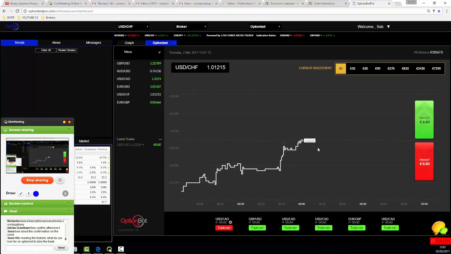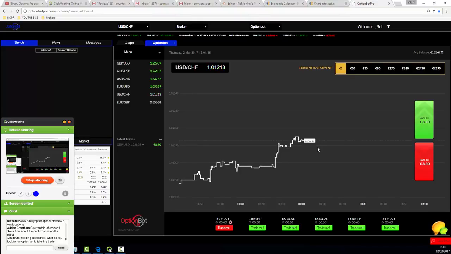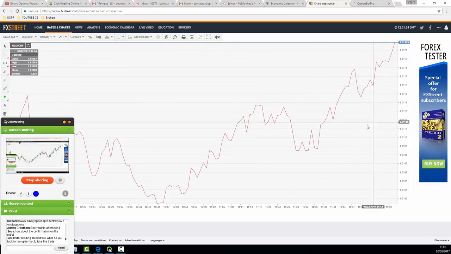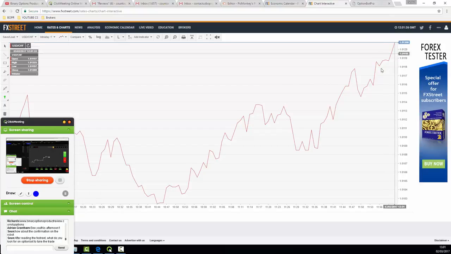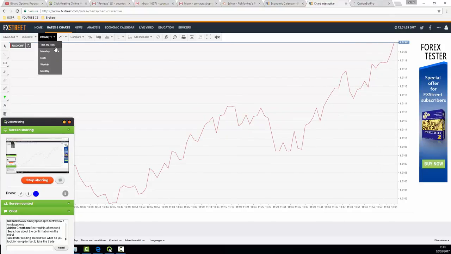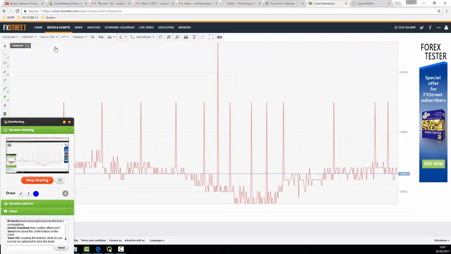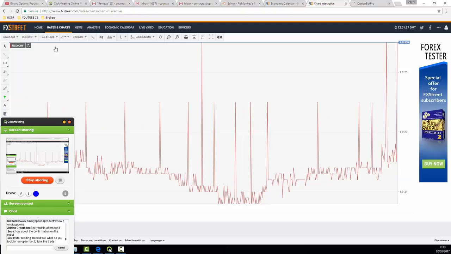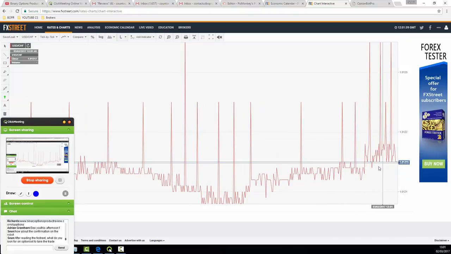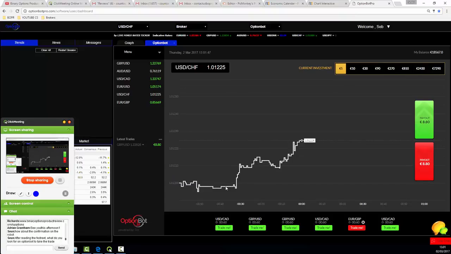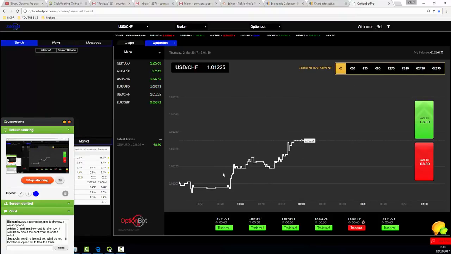Well, you don't really have to look at anything because it's all the same. Look, USD CHF is going up. Exactly the same here. I can change candlesticks to the line and, look, it's exactly the same as what it's showing me on OptionBot. Or I can do tick by tick, which literally shows every single slightest movement. Even those spikes there. So as you can see, the tick by tick, every second it's showing you what it's doing. It's slowly going upwards. Same with OptionBot. Look, it's slowly going upwards. There is not any difference.